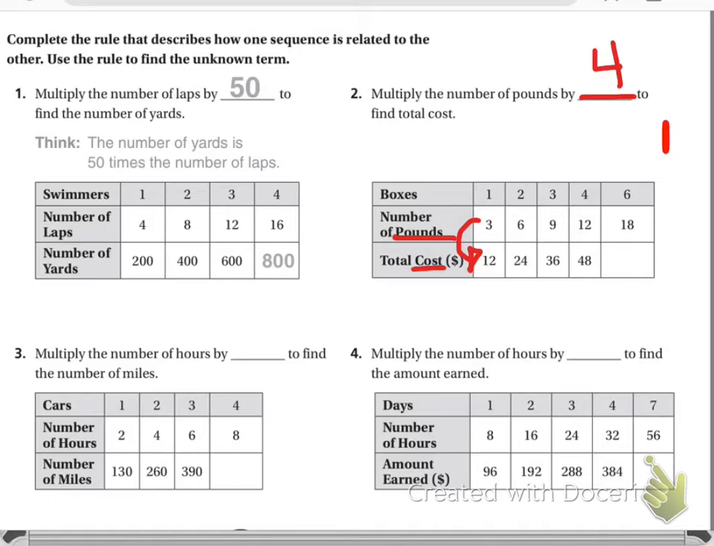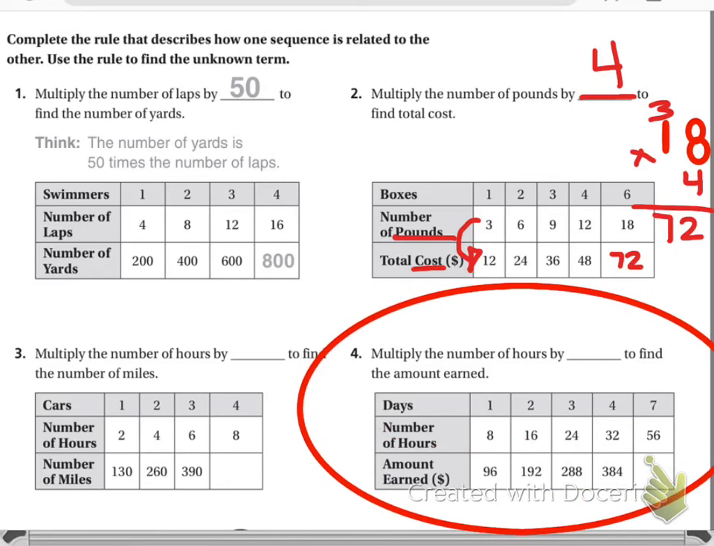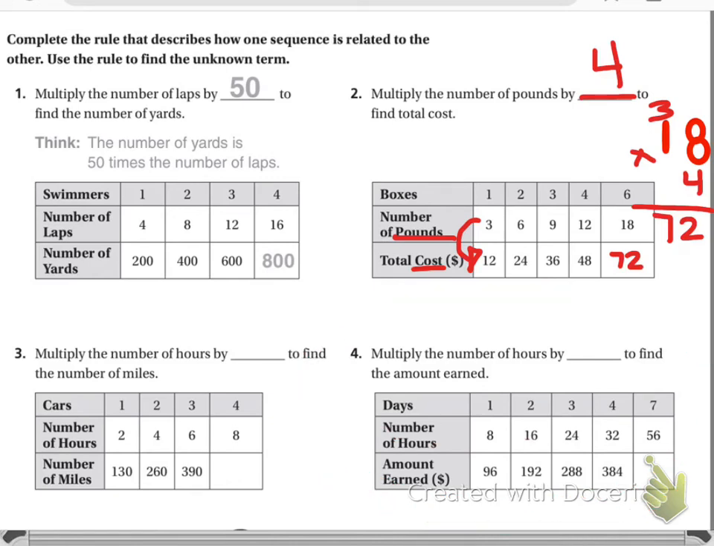I can't do 18 times 4 in my head. Maybe you can. So I'm going to do some side work. 8 times 4 is 32. 4 times 1 is 4, plus 3 is 7. So the missing number would be 72. All right, hopefully you're starting to get it, guys. I'm going to do one more with you, and then I suggest trying number 4 on your own. All right, so let's do number 3 together.